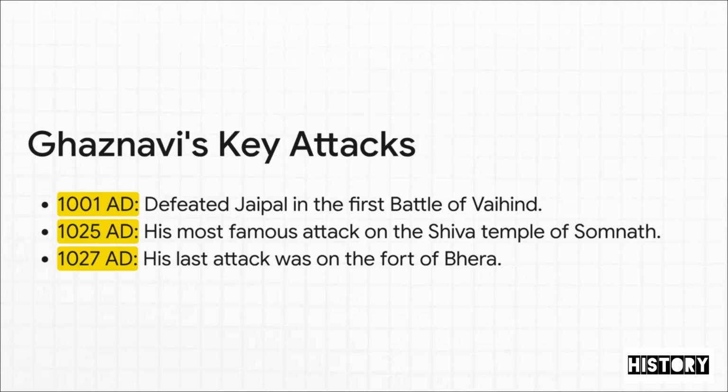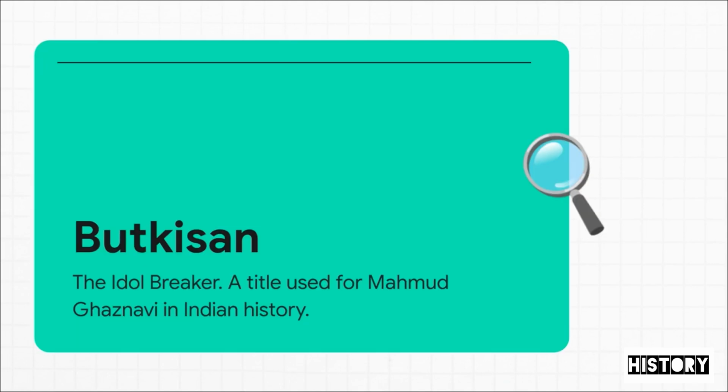Now, out of all those 17 attacks, there are 3 that are really the most significant in history. You've got his very first attack in 1001 AD, then his most infamous raid on the Somnath Temple in 1025, and finally, his last attack in 1027. And because he destroyed idols at places like the Somnath Temple, he earned a specific title in history, Qasim, which literally means the idol breaker.